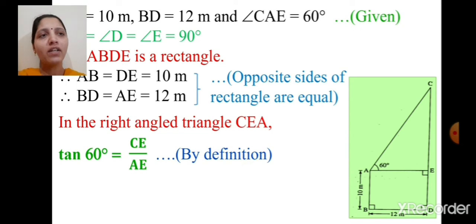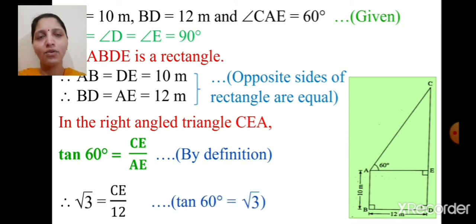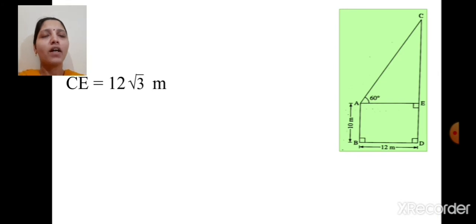Now we know that the value of tan 60 degree is √3. So substitute here, √3 is equal to CE upon, now length of AE is 12 meters. The reason is tan 60 degree is equal to √3. Therefore CE is equal to 12√3 meters. Now we got the length of CE.